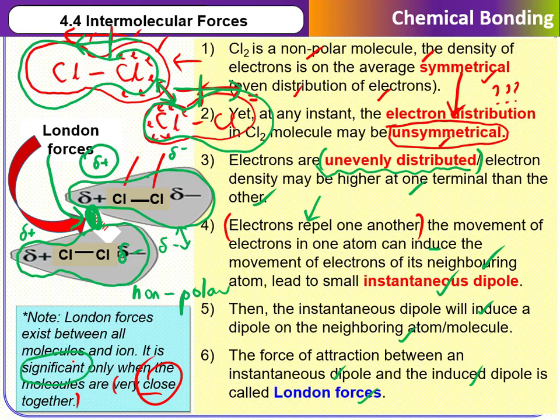Syarat dia mesti rapat dan dekat. Sama macam dipole-dipole forces tadi. Kalau jauh, satu Cl2 duduk kat sini, satu lagi duduk sini. Bila dah jauh, macam mana nak interact? Kan? It's not significant. So, mesti rapat dan dekat. Positif jumpa negatif terminal, then only it becomes significant. Barulah ada attractive forces, which is London dispersion forces.